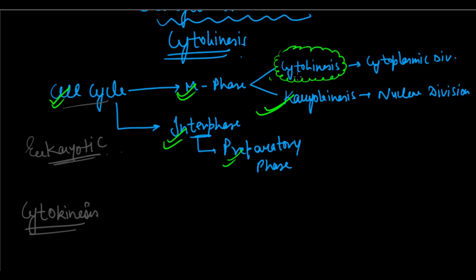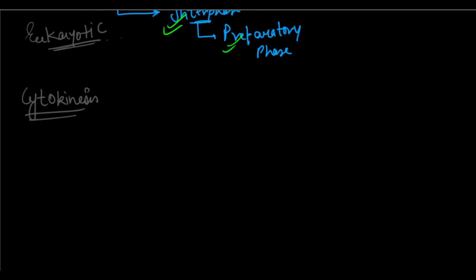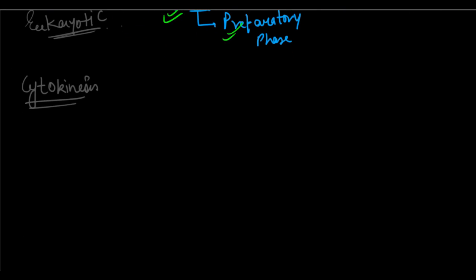But let's just come to the last phase. In cytokinesis, there is a certain difference between how plant cells and animal cells perform cytokinesis. So there's a small difference, right? Let's first look at the animal cell.